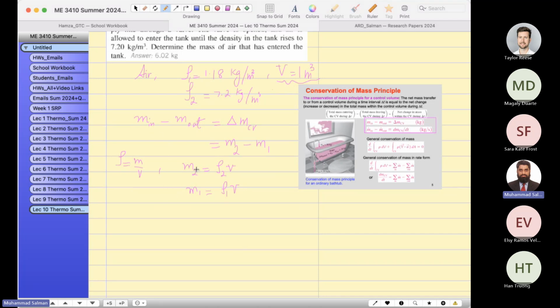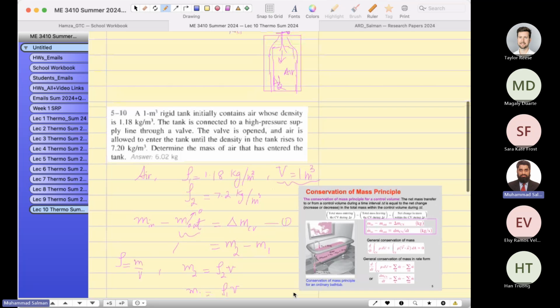And now let's apply all this in equation 1. So I can write m going in minus 0. There is no mass coming out. This is 0. Agreed? Please type in yes in the chat box if you understood this concept.